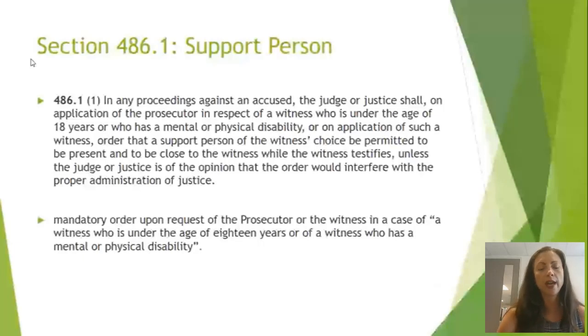The first section of the Criminal Code that is related to the general concept of testimonial aids is section 486.1. And that is the ability of a witness, and according to this specific provision, where the witness is under the age of 18 or has a mental or physical disability, the judge in the proceedings may order that that witness have a support person of their choice present and close to the witness during their testimony. In the case of a child who's under the age of 18, the language specifically indicates that the judge or justice shall. It's mandatory language in this particular instance, and this instance is focused primarily on a witness who's under the age of 18 or has a mental or physical disability.